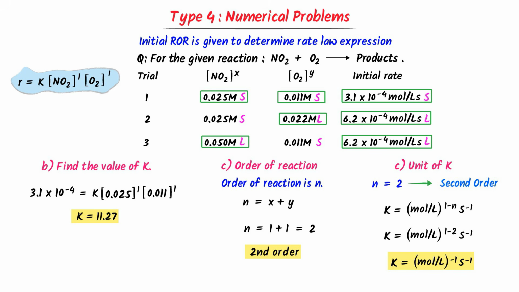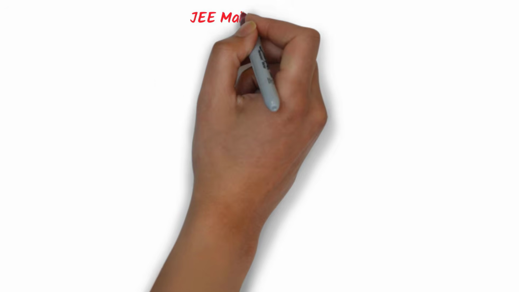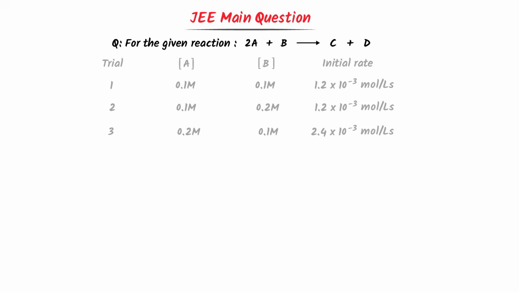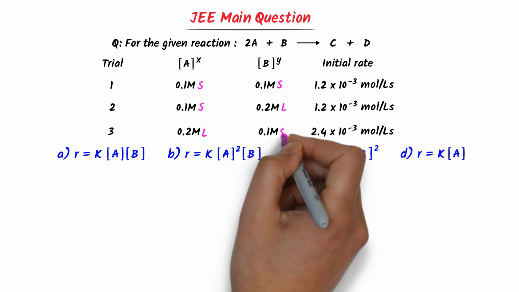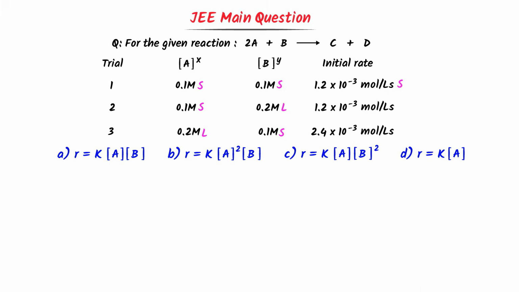Now I will show you the power of this trick. I will use this trick to solve a JEE Main question. For example, consider this MCQ. We will find the rate law expression for this reaction. I write here x and y. As usual, I write smaller value and larger value, smaller value, larger value, and smaller value, smaller value and larger value.